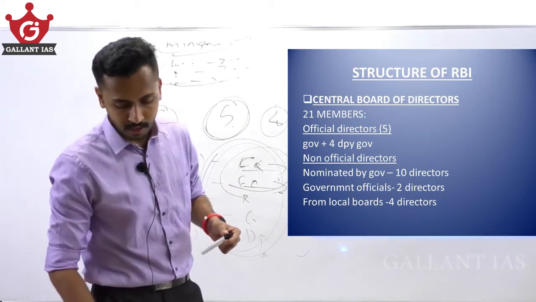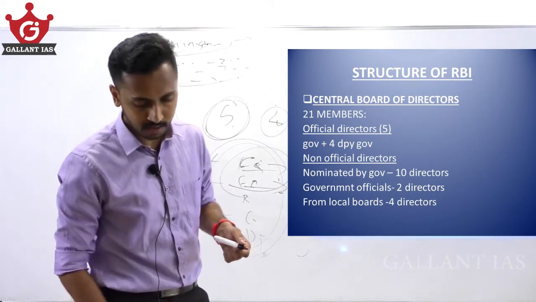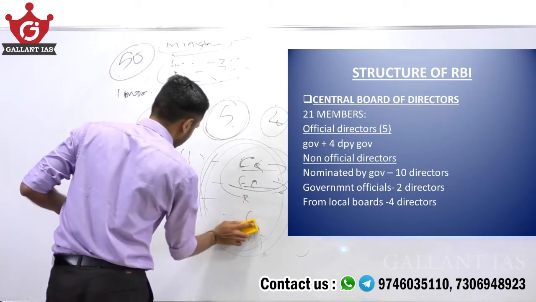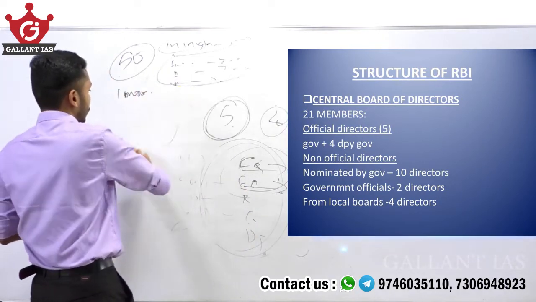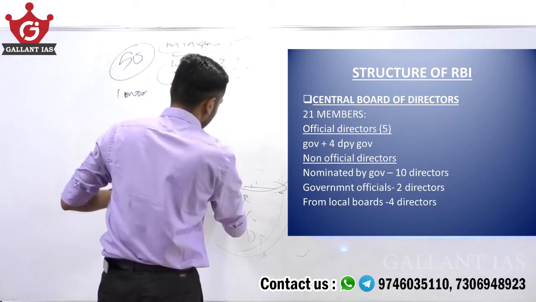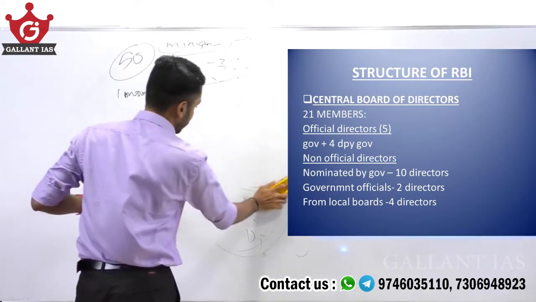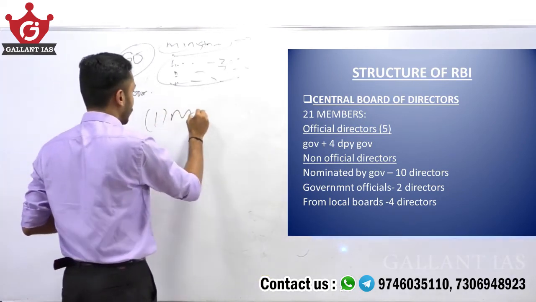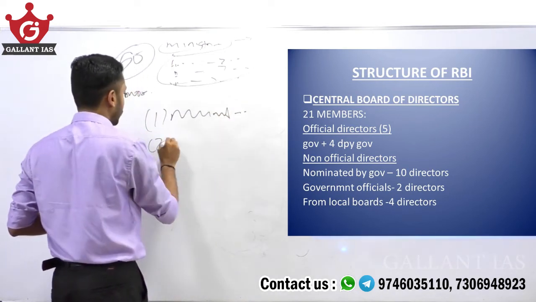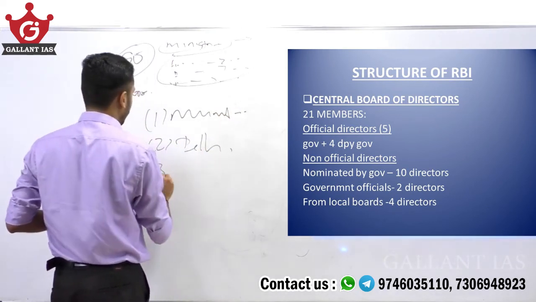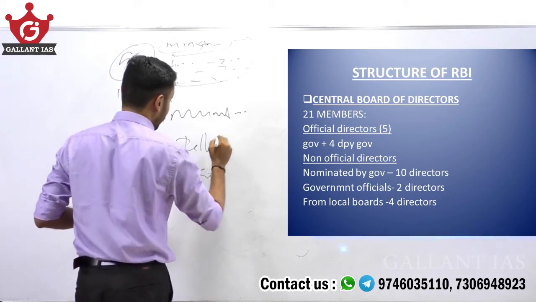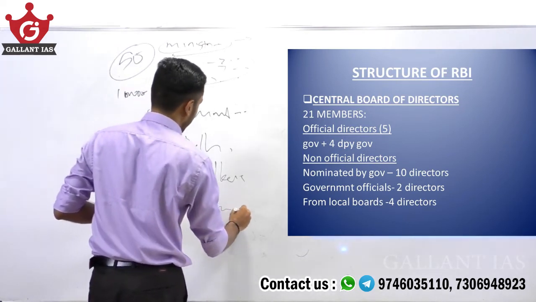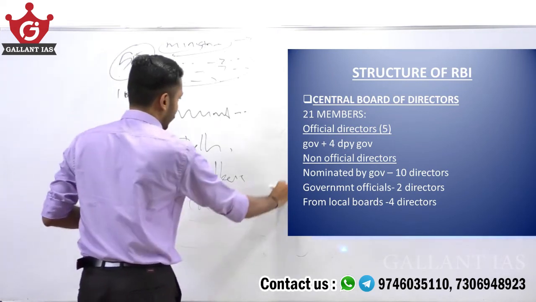Next, local boards. There are 4 local boards under RBI, which handle local functions. Local boards function in different regions: North, West, South, and East. RBI's local board in the West is in Mumbai, North is in Delhi, East is in Kolkata, and South is in Chennai. They will handle the local matters of RBI locally.